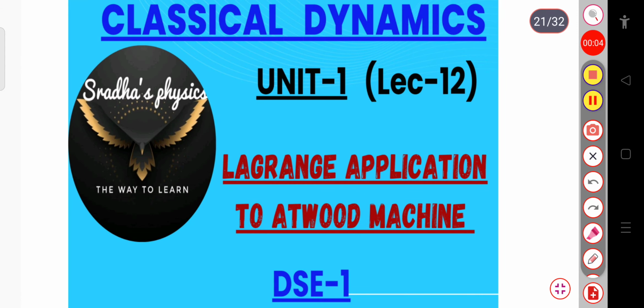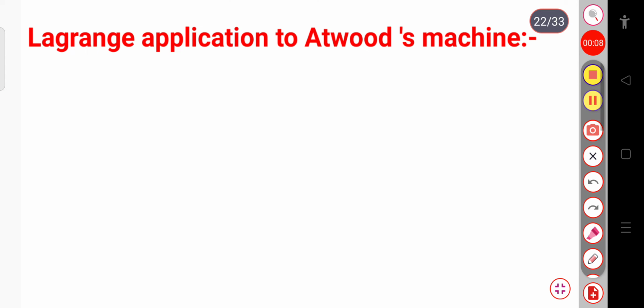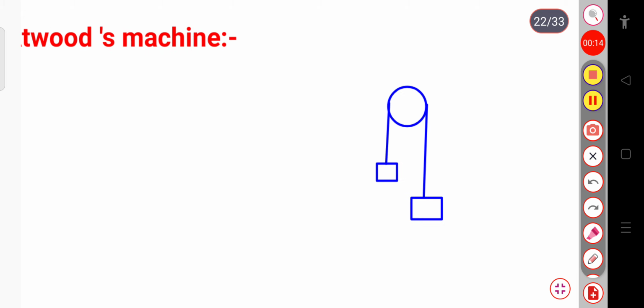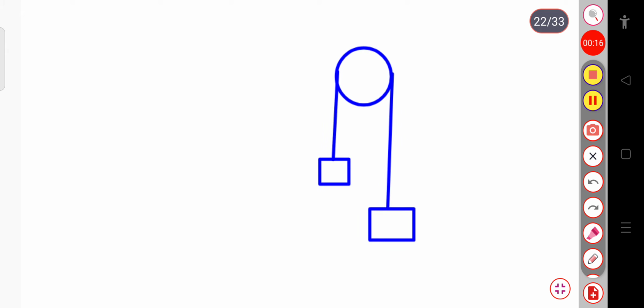In this lecture we will discuss the Lagrangian application to the Atwood machine. Now let us start with our topic, Lagrangian application to the Atwood machine. So let us consider the Atwood machine. This is the Atwood machine and here is a pulley. This pulley is considered to be very small, massless and frictionless.